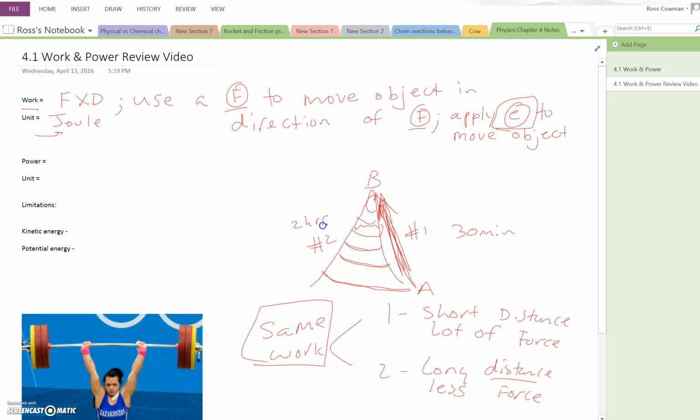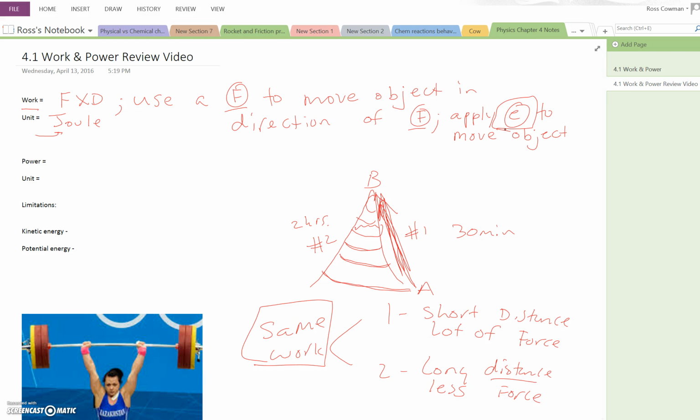Now, if both of them are the same work, are you going to be more or less tired after 2 hours have passed on route number two or route number one? If we're thinking about this the right way, if it's the same work and therefore the same energy, in the same amount of time, you will be equally as tired.